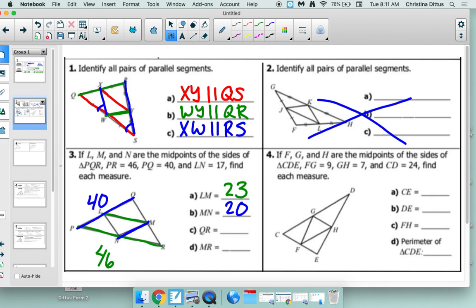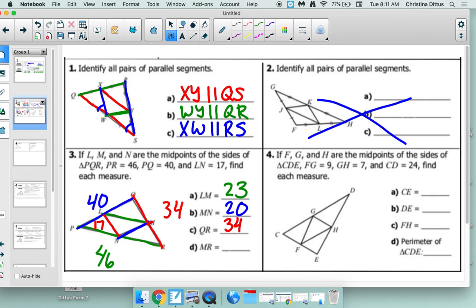And then it tells me LN, this guy, is 17. Well, what's parallel to it? QR. So is QR going to be half as big as 17? It's going to be twice as big. Yeah, this one you got to think opposite. So if I double 17, I get 34. Good. So this whole thing QR is 34.